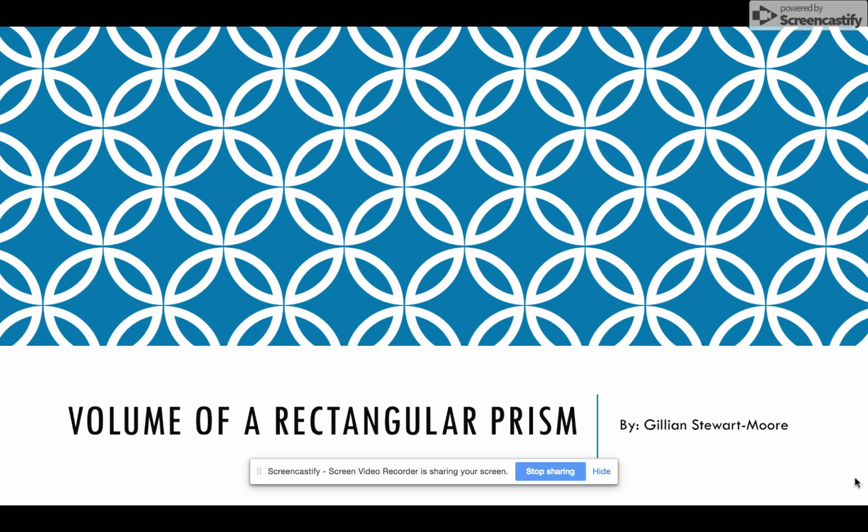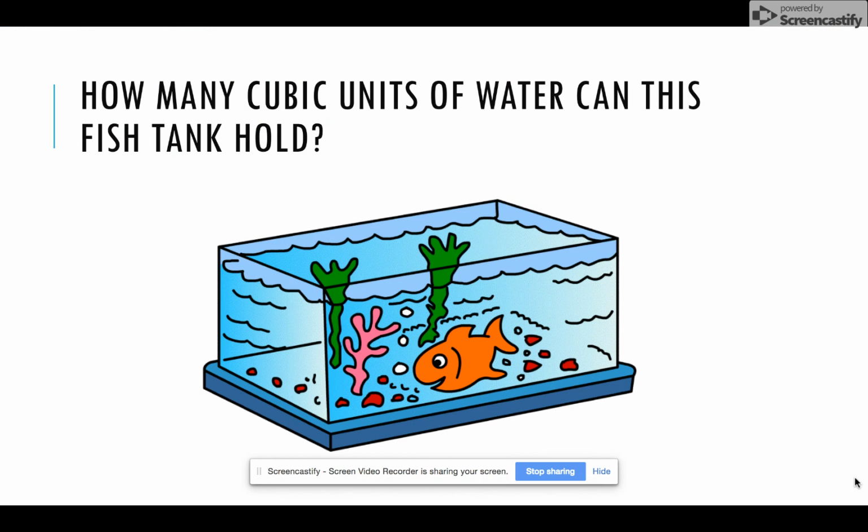This week we will be learning about volume, what volume is, what it is used for, and how to find the volume of a rectangular prism and represent the answer. Let's take a look at this problem. How many cubic units of water can this fish tank hold?